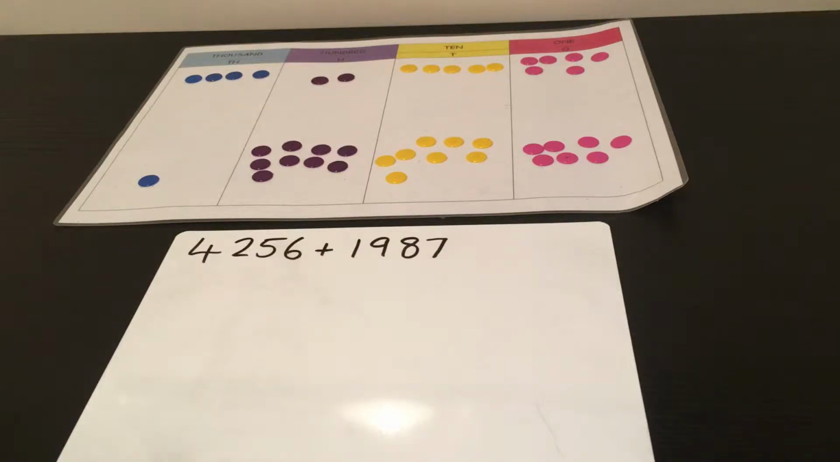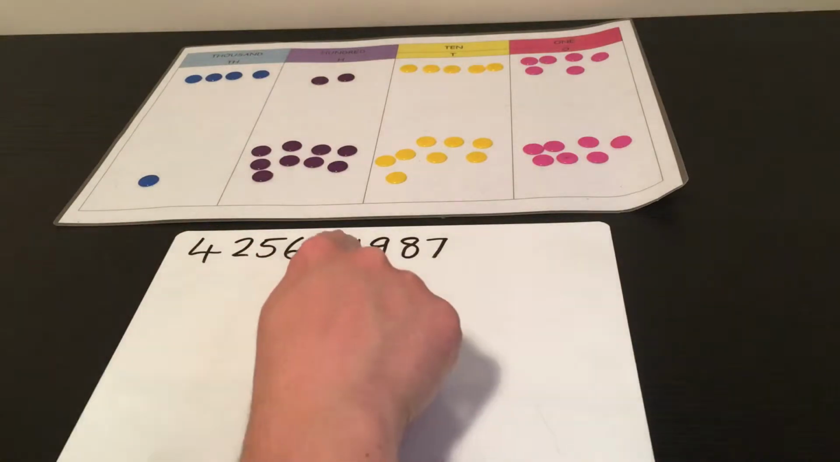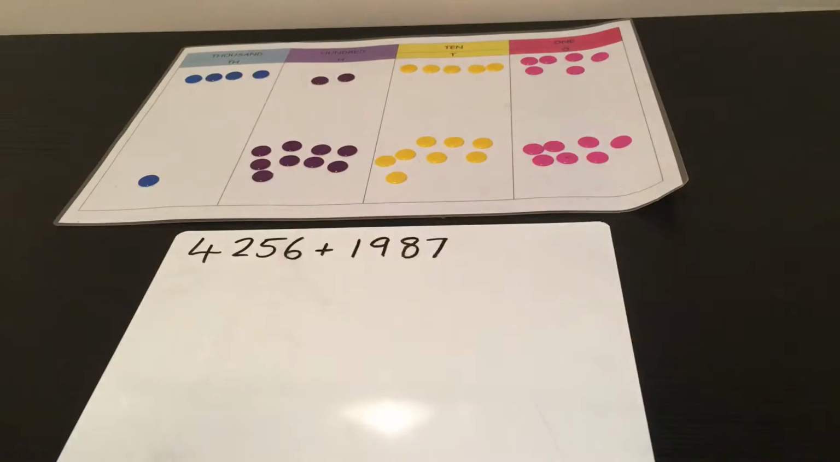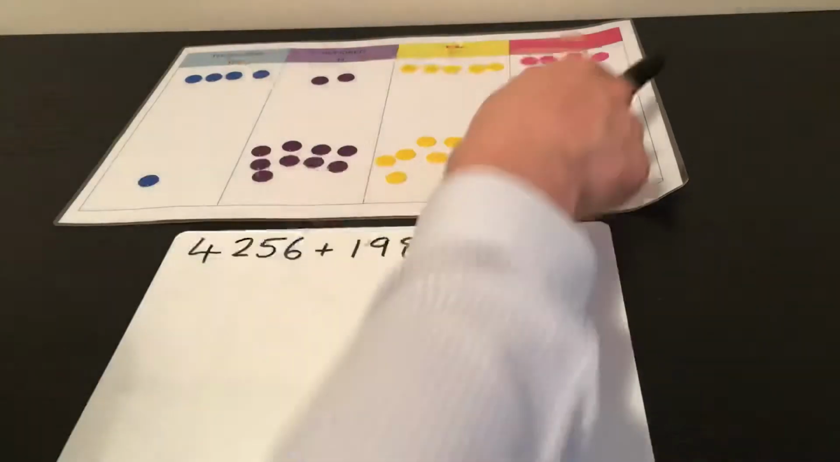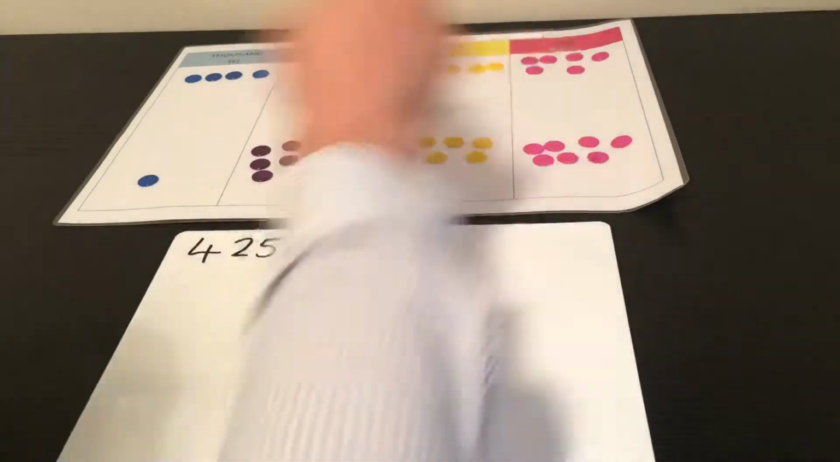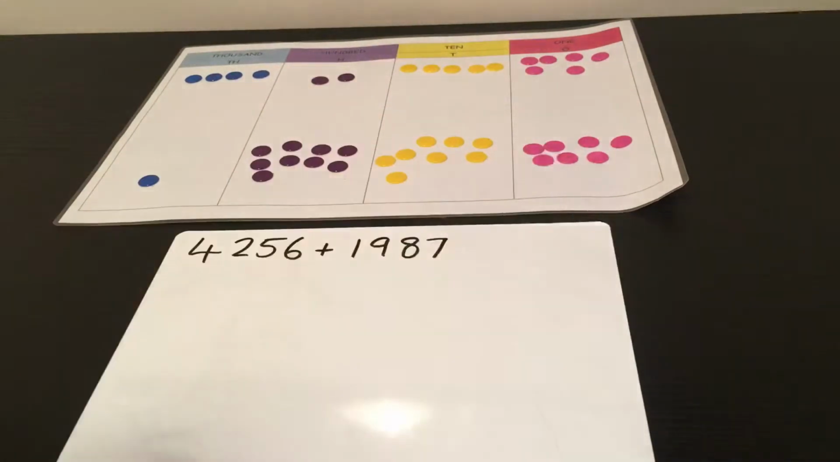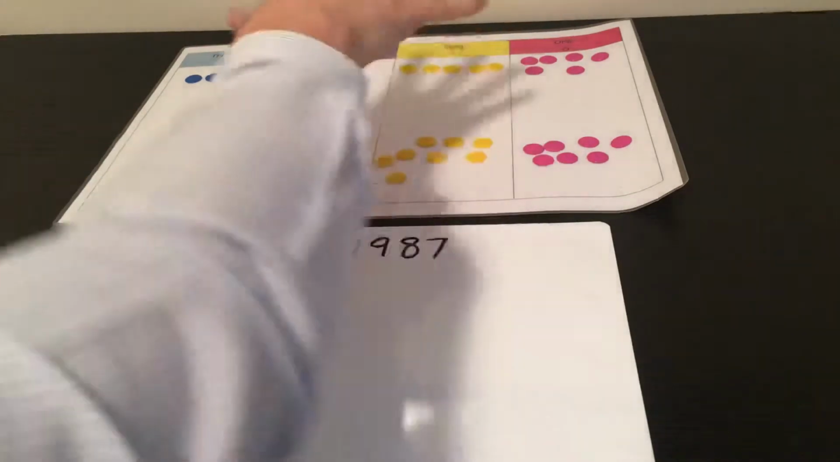In Year 4, we're expected to be able to add together two 4-digit numbers. So today we're going to do 4,256 add 1,987. What we've got on the place value mat already are the counters laid out. So we've got the 4,256 here, and then underneath that we've got 1,987. Now when we're adding, it doesn't matter which order we put these numbers.